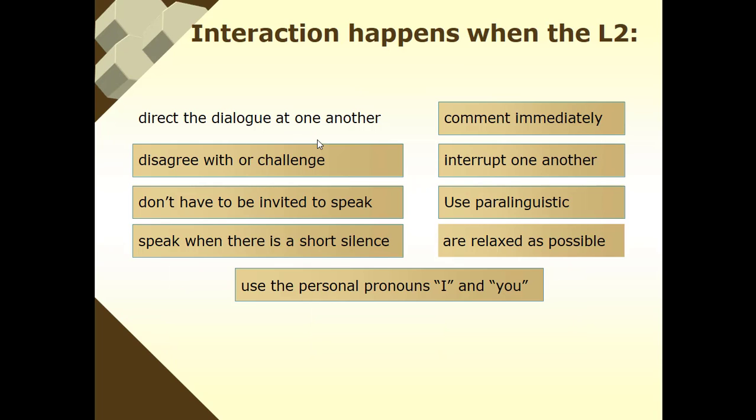Now, what happens with this interaction, right? So, there are going to be some issues related to the interaction inside the language class, the second language, the foreign language class, right? So, as I was telling you before, there's going to be a direct dialogue, one to one to another.